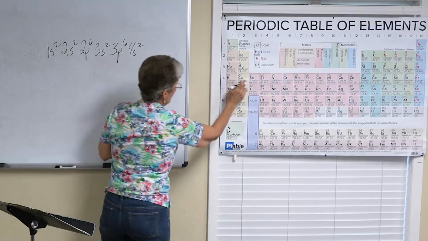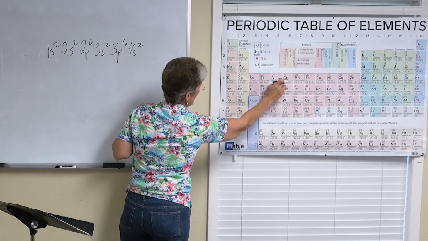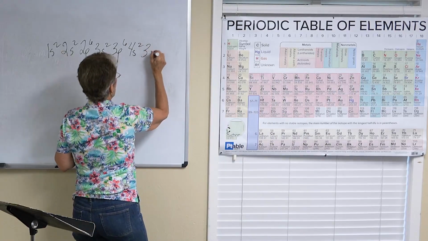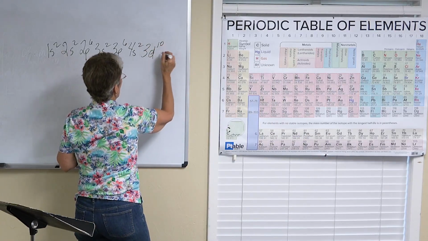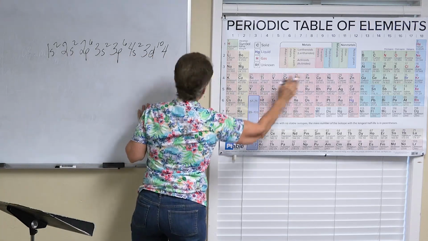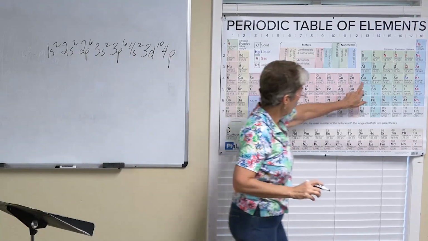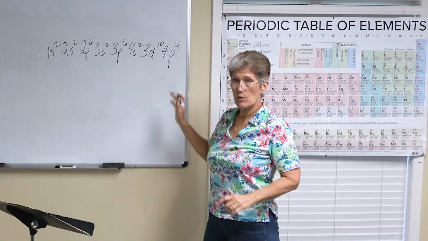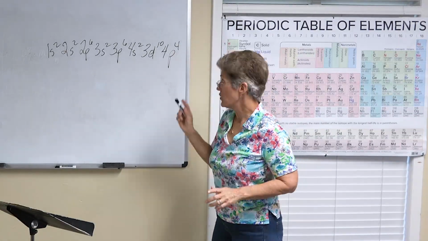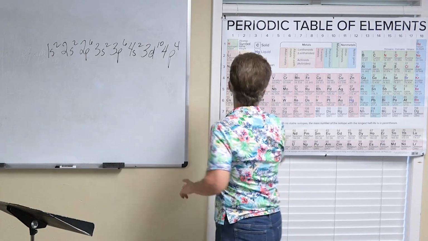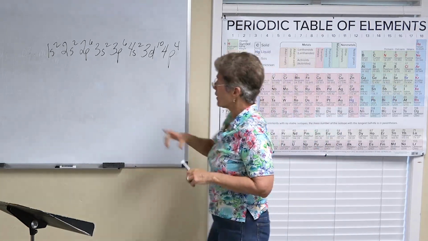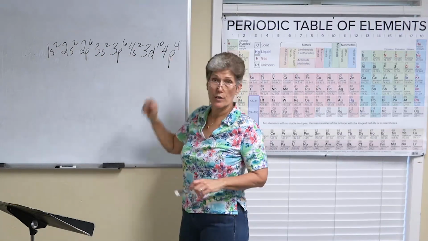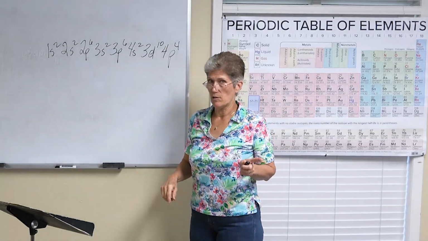But when we get here, remember we subtract 1. This is 3d, and we're going to go all the way across, aren't we? So this is going to be 3d10. Then we go back to the 4th level for the p's, and we're going to go 1, 2, 3, 4. So that would be your electron configuration of selenium. And please notice selenium is 34, and if you added these up, you have 10, 20, 34. But using the chart makes it a lot easier.